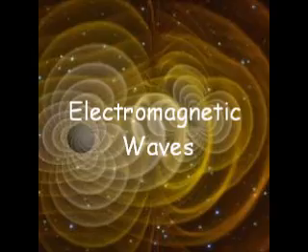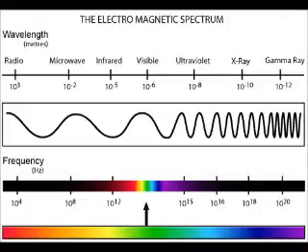Electromagnetic waves are caused by fluctuations in electric and magnetic fields. They behave much like transverse mechanical waves but require no medium. Here is the electromagnetic spectrum, consisting of radio waves, microwaves, infrared waves, visible light, ultraviolet light, X-rays, and gamma rays. Radio waves have the largest wavelength, and gamma rays have the smallest.